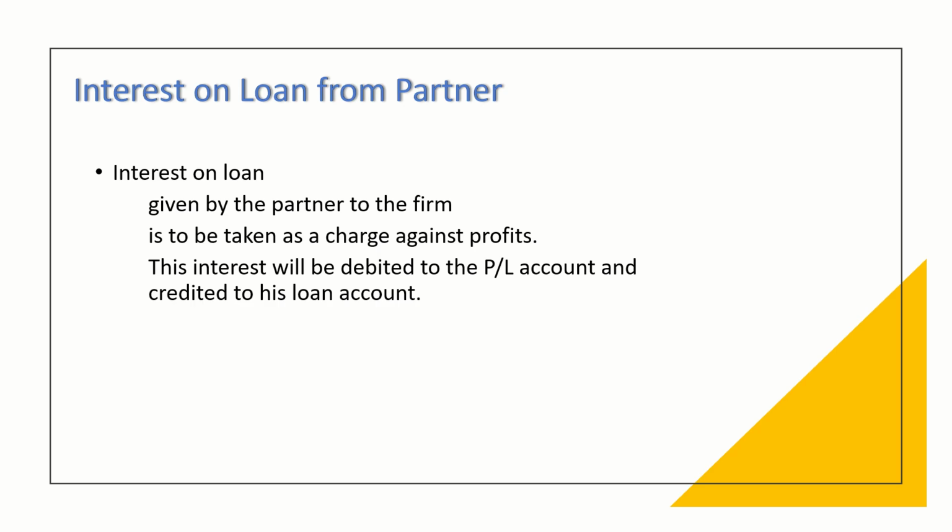So the first one that we have is interest on loan from partner. This is the loan which the firm has taken from the partner and the firm is paying interest on that to the partner. So first thing to be noted is that this interest on loan is a charge against profits. So this will be debited to the PL account and credited to the partner's loan account. Don't be confused. This will not be debited to PL appropriation account, and this will not be credited to the partner's capital account. These are the mistakes which students mostly make.